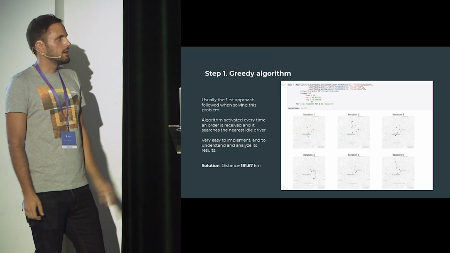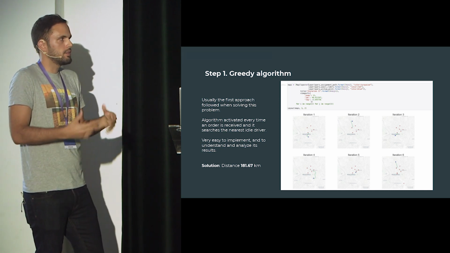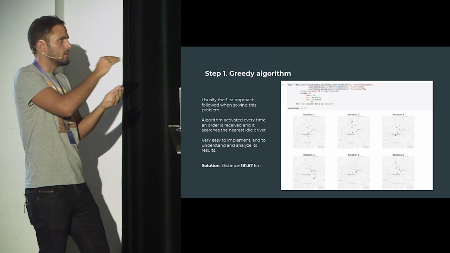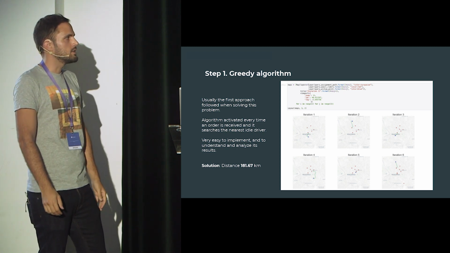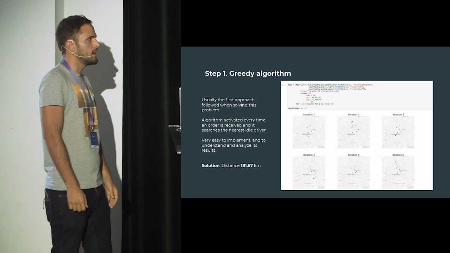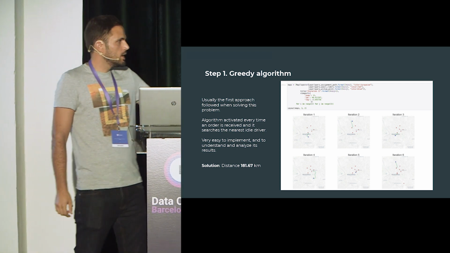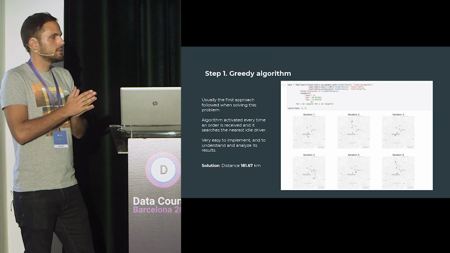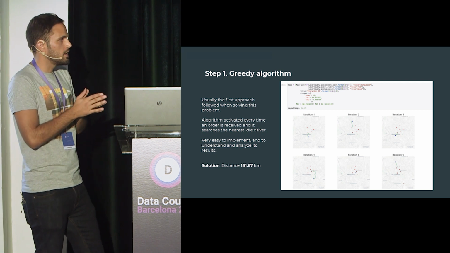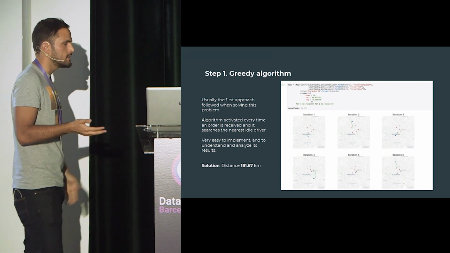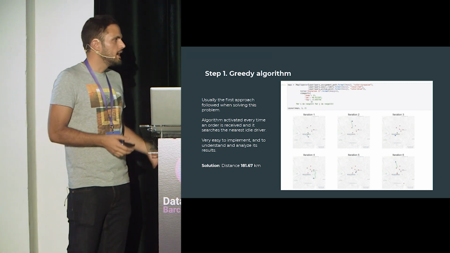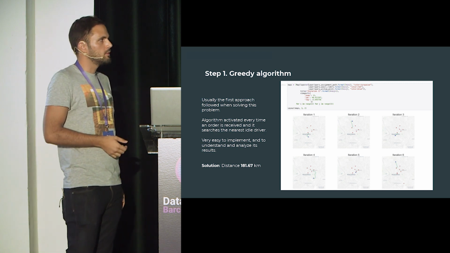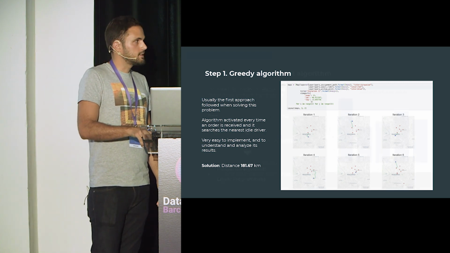Basically, there you can see the first 6 iterations of the algorithm, and this algorithm activates every time I get an order. So I get an order, I assign the closest driver who is idle. In this case, we got a solution with a total distance of empty driving of 181.67 kilometers, okay? And so this is going to be our baseline model in order to compare how we improve with next steps.